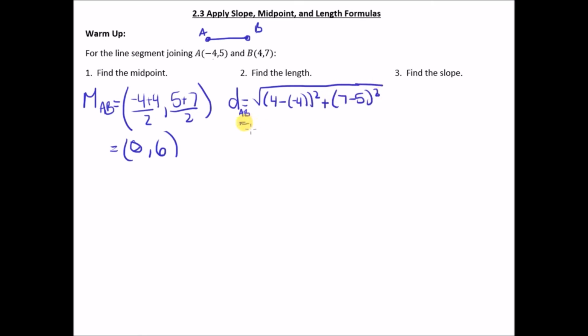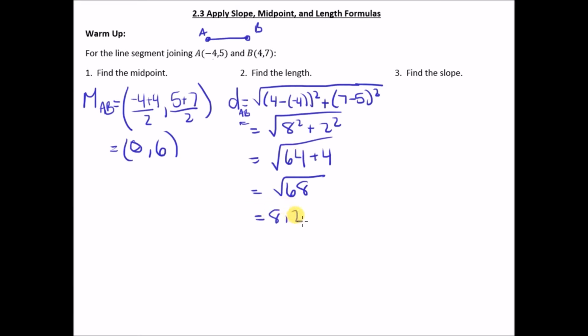So I get 8 squared plus 2 squared. 4 minus -4 is just like 4 plus 4. So I get 8 squared is 64 plus 4. Let's root, and I get root 68. I would leave it like that, but you can change it to 8.25 units.